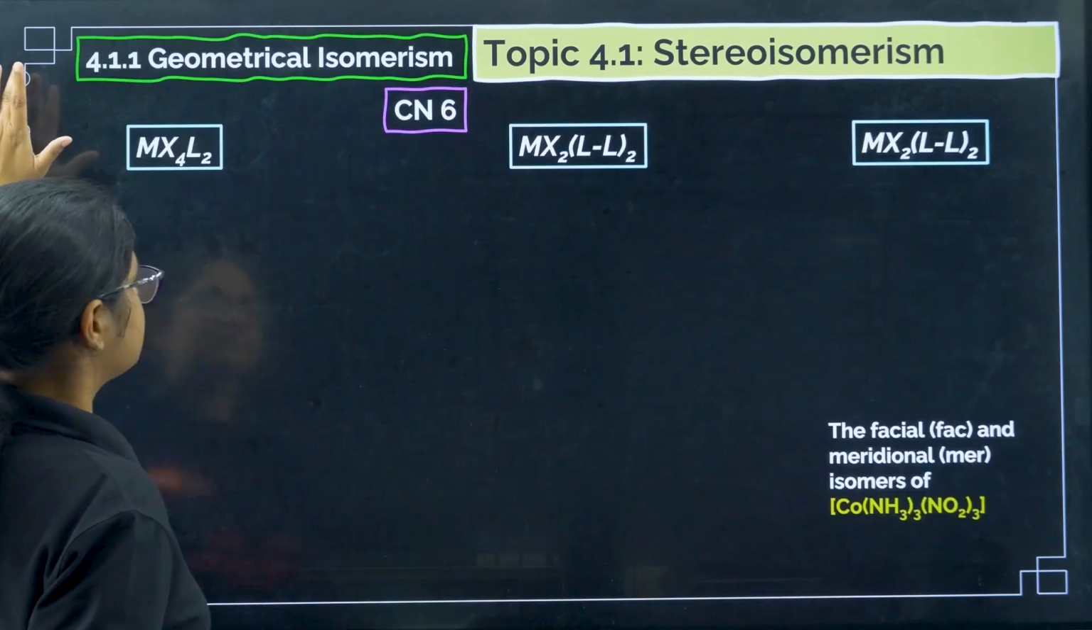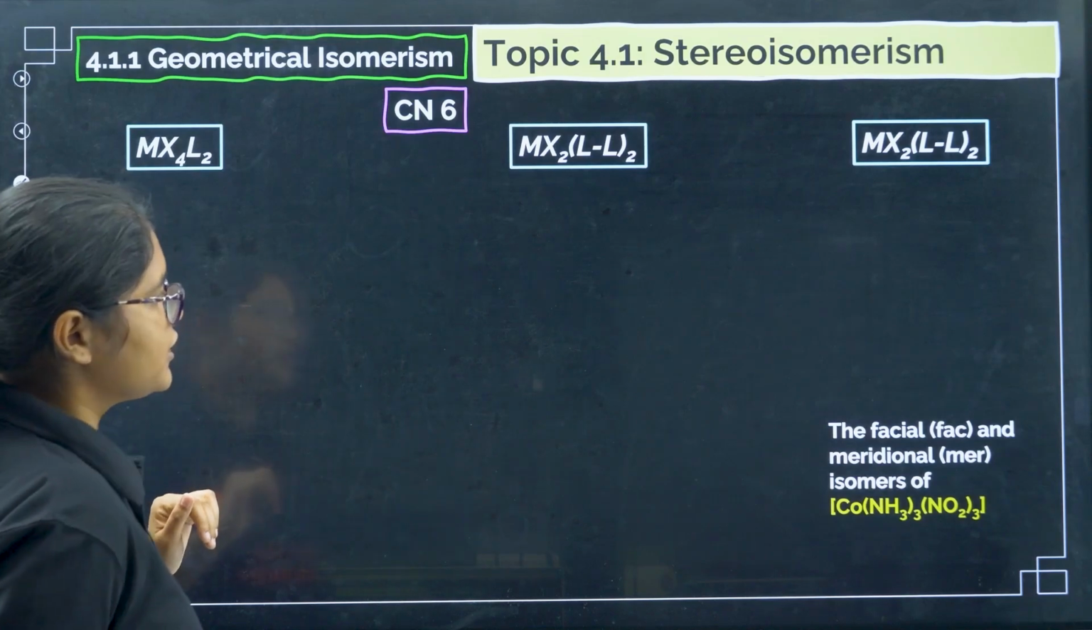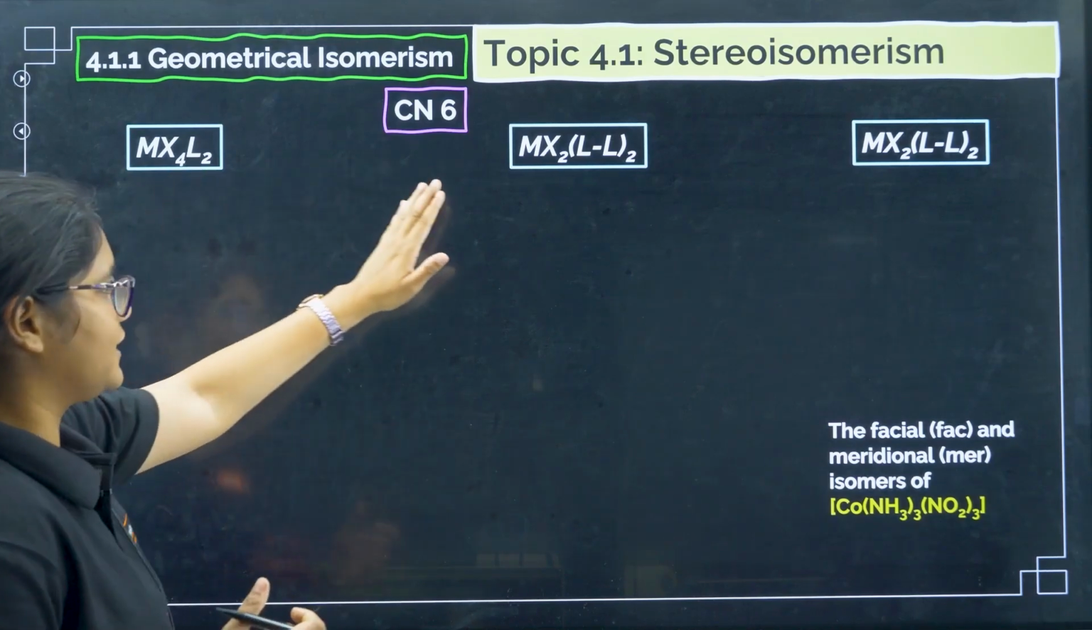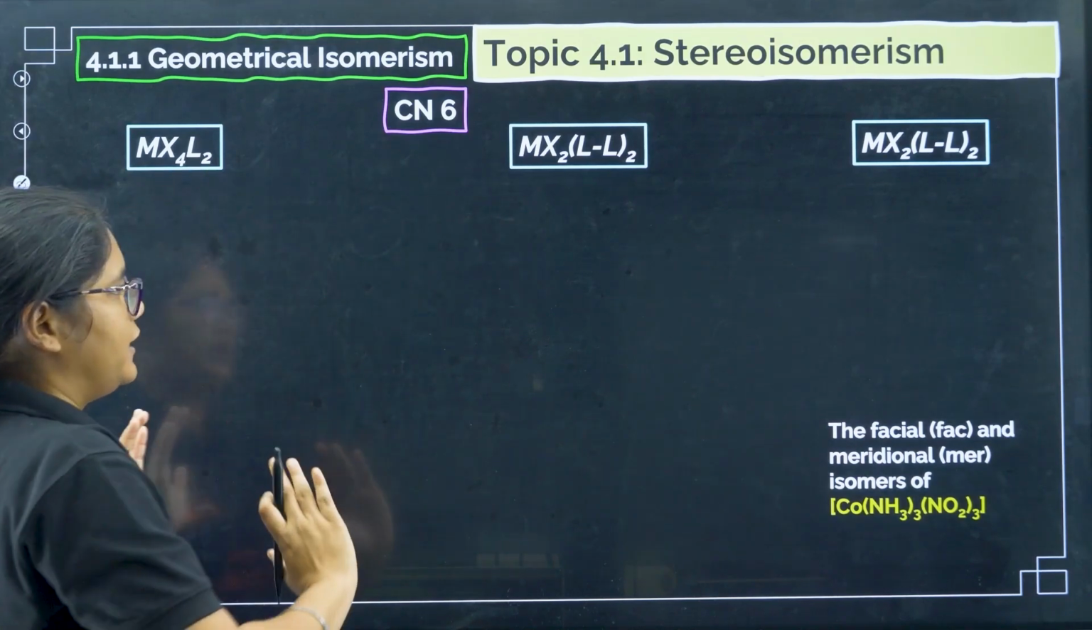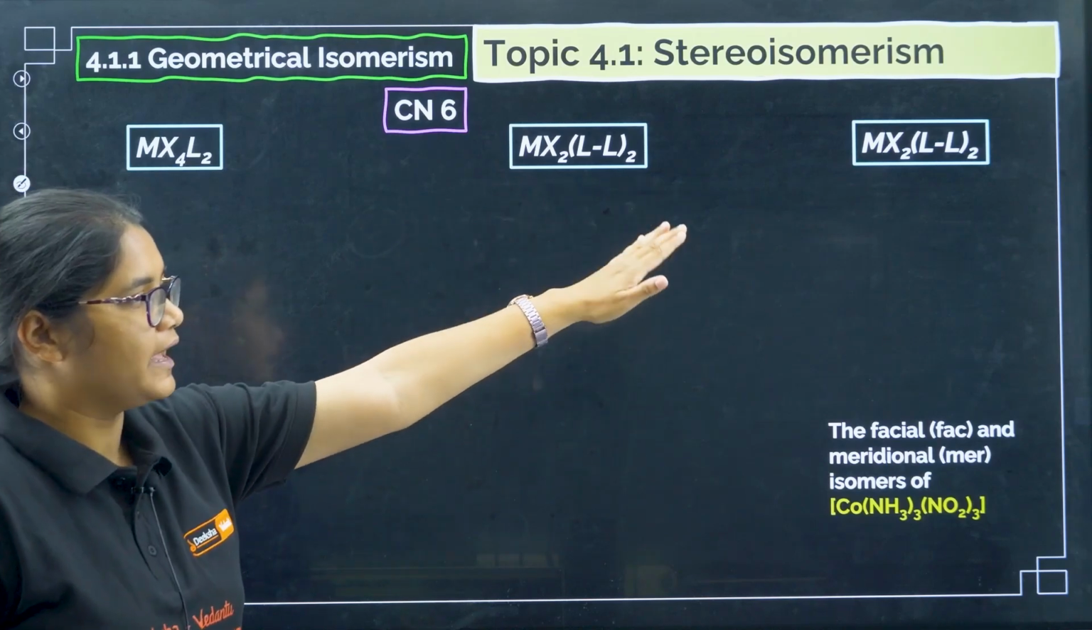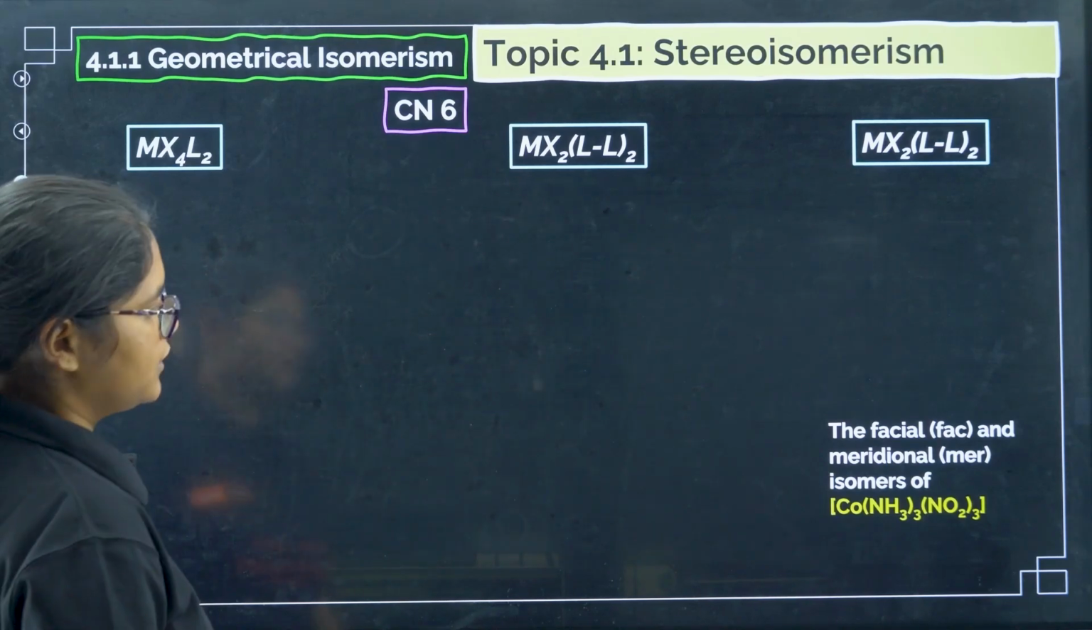Now we will move to the next thing, that is coordination number 6. In coordination number 6, I told you we have three categories: MX4L2, MX2(LL)2, MX3.